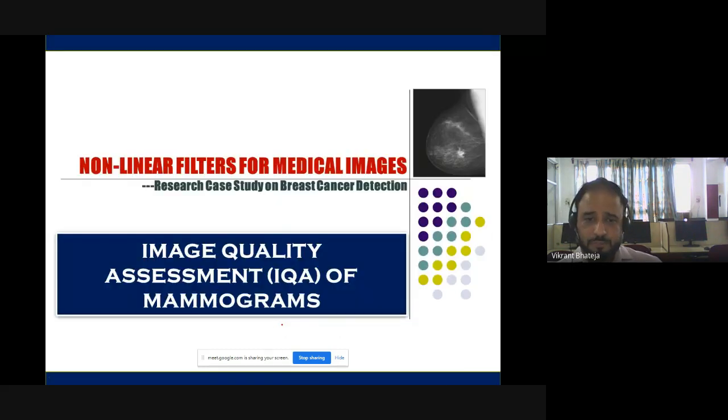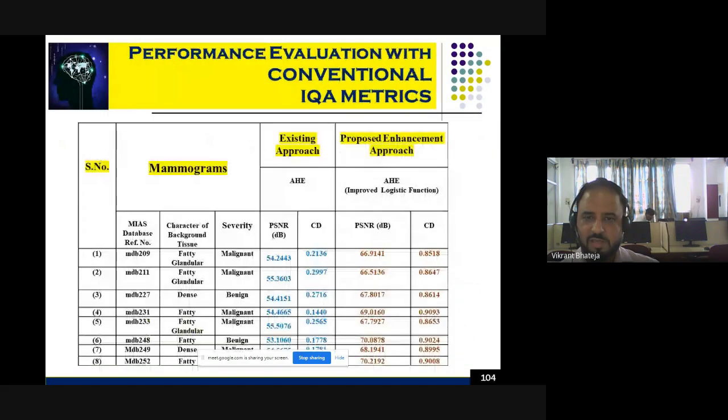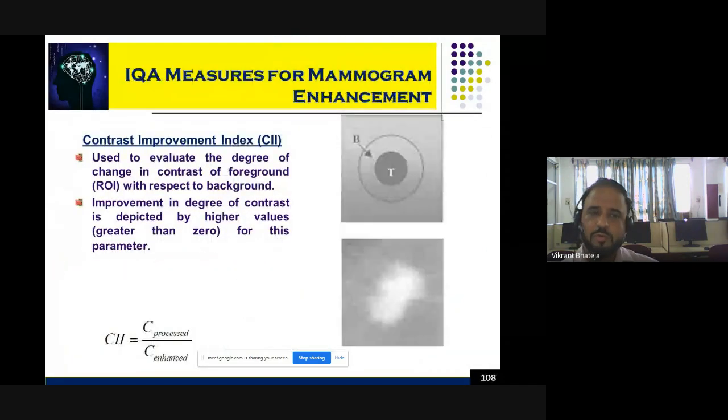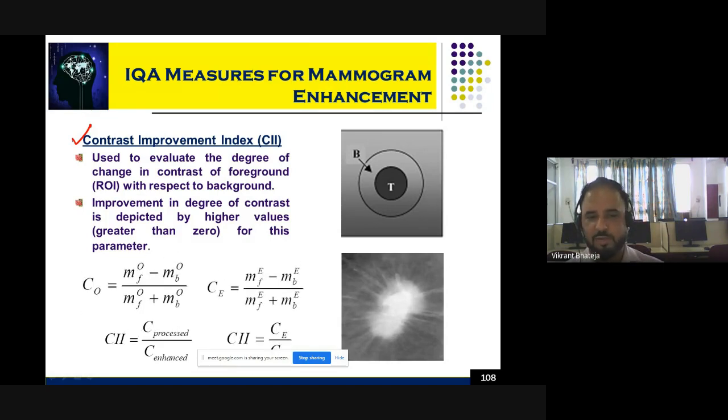Now, coming to the result part, I'll be skipping much discussion on the image quality evaluation. Over here, we'll be talking about the image quality assessment measures for mammogram enhancement. The most important parameter used for assessing or evaluating the quality of mammogram enhancement is the contrast improvement index. This is the formula that we are using over here.